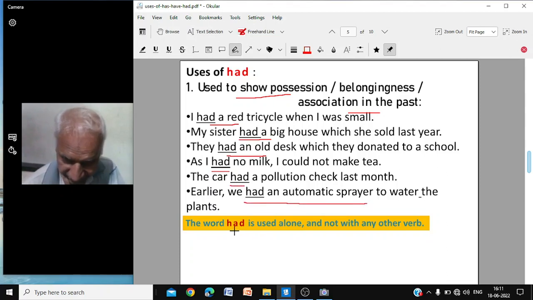The word had is used alone. It is not followed by a V3 verb. So, a possession or belongingness in the past.